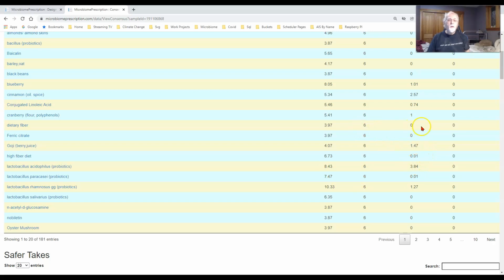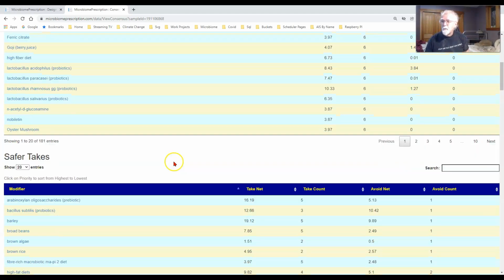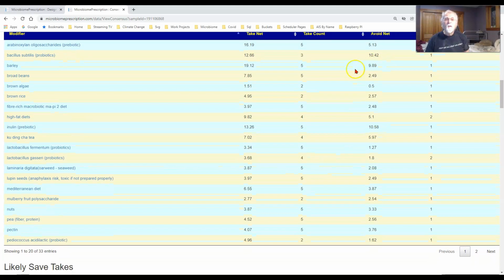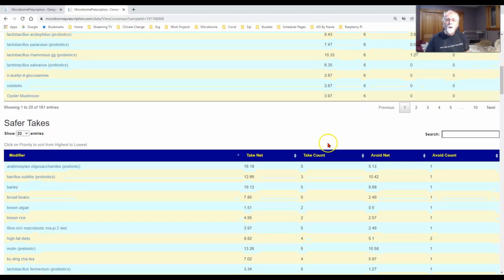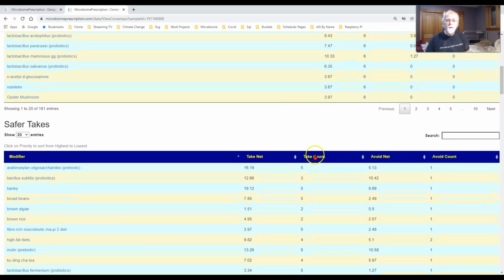The ideal ones to add to your list are the ones, if you've done 6 set suggestions, are 6 and zeros, because you are absolutely safest making those suggestions. Safer takes are next, and what we have is, again, by clicking here, you can do there. Often I do prefer counts because it's indicating a number of times suggestions, so this is the suggestion. And we have 5, and there we have the take and avoid, and generally the take is higher than the avoid, which is why it's a safer take.